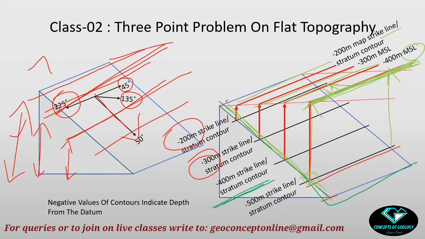And when it is truly horizontal, the spacing between the strike lines in the plane and in the map will be just the same. Okay, because when the plane is horizontal, it is itself representing the map view.